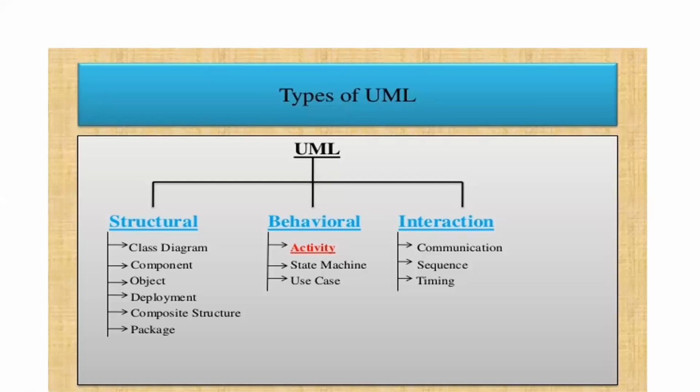There are three basic categories of UML: structural, behavioral, and interaction diagrams. Structural contains class, component, object, deployment, composite, and package. Behavioral has state machine, use case, and activity, which we are going to discuss today. And interaction diagrams have timing, communication, and sequence diagrams.